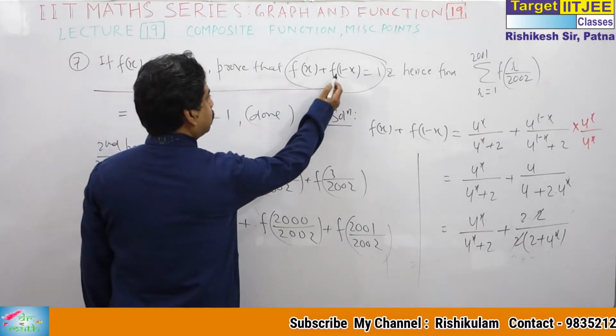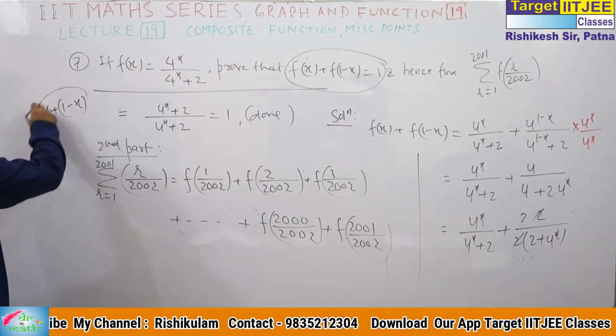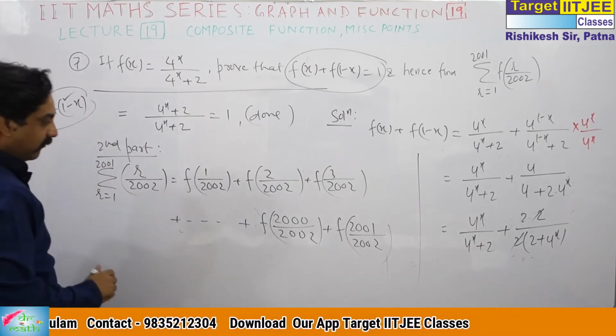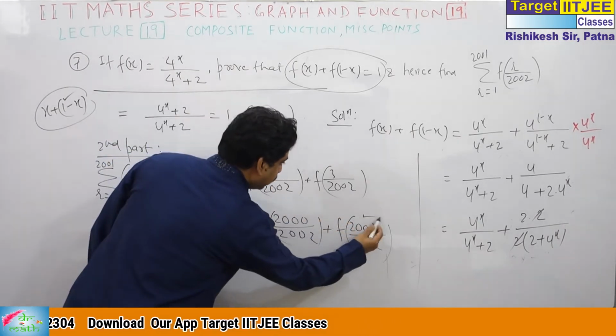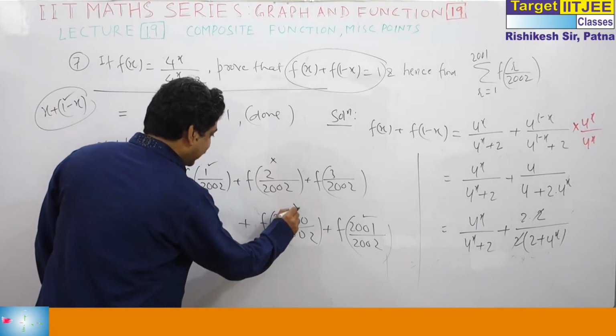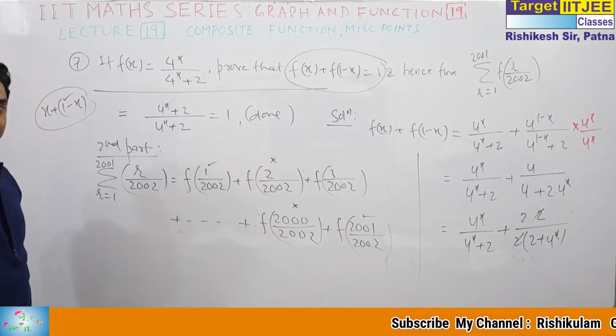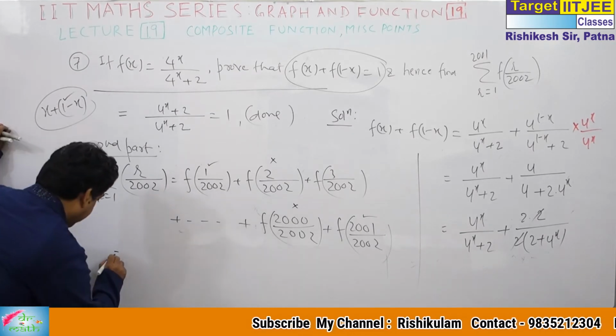You can see x plus 1 minus x is what? This is 1. So, if you see this and this, add this number and this number, you will get 1. Add this number and this number you will get what? 1. So, I am making a pair. I am making pairs.